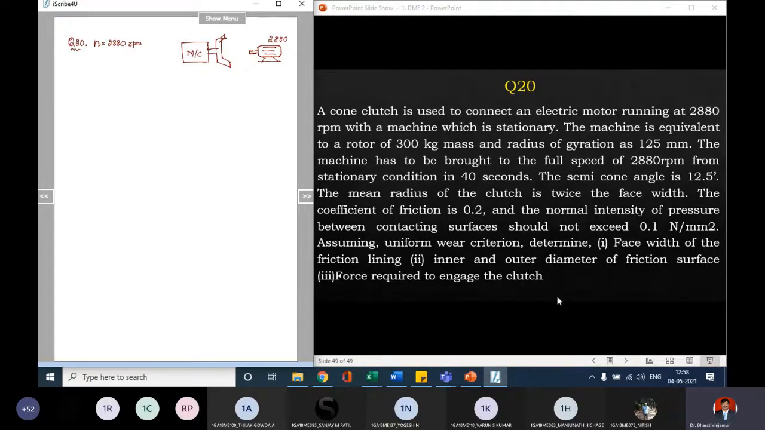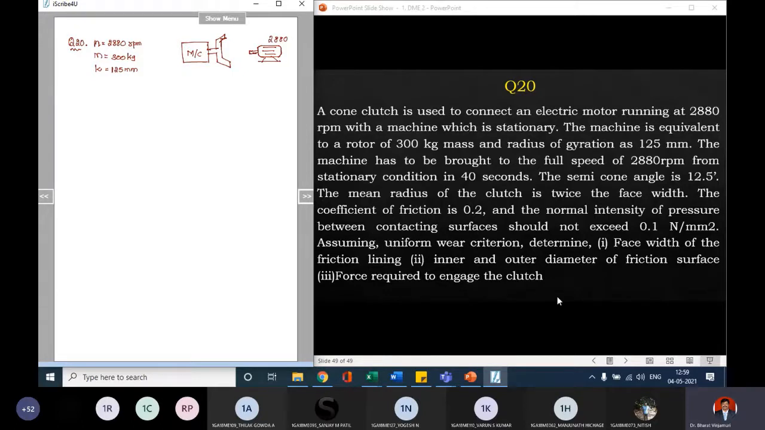Now he says that the machine is equal to a rotor of 300 kg mass and radius of gyration of 125 mm. Mass here is given as 300 kg and radius of gyration, usually we call this K, is 125 mm. Remember this. I'll tell you what the radius of gyration is. This is the very basics of your mechanics, elements of civil engineering, where all these concepts would have come. The machine has to be brought to the full speed of 2880 RPM from stationary condition in 40 seconds.